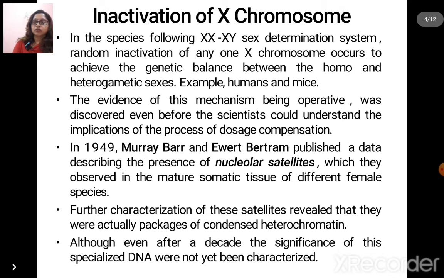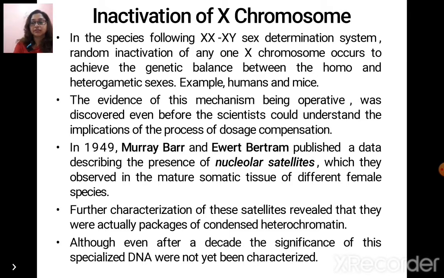Inactivation of X chromosome. In the species which follow the XX-XY sex determination system, random inactivation of any one of the X chromosomes occurs, that we have already learned. To achieve the genetic balance between the homo and heterogametic sexes, this is done, and the examples are human and mice.